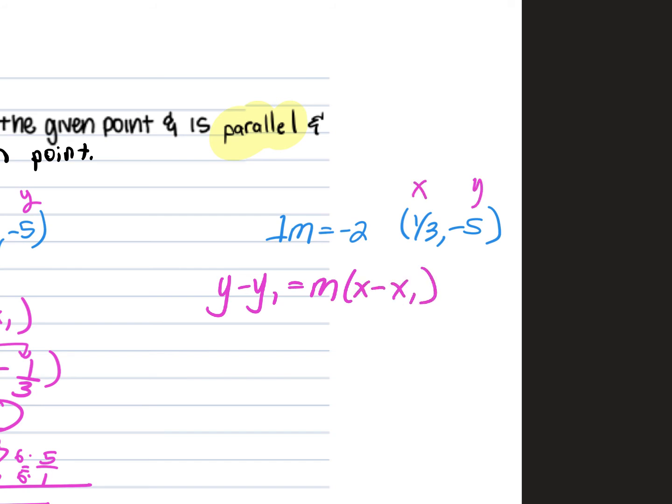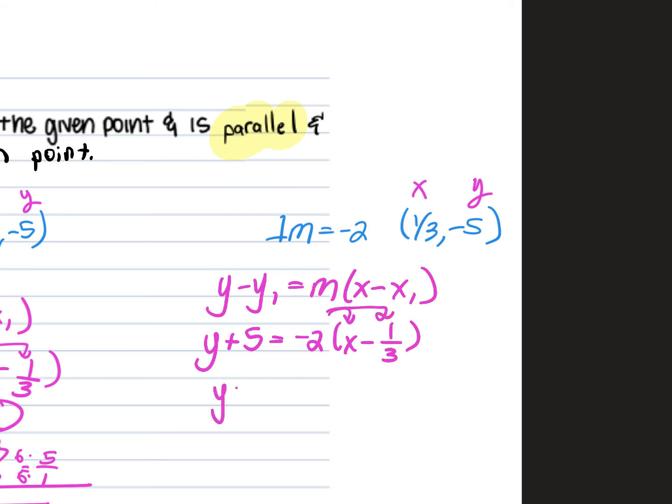So here's my x, here's my y. So y minus a negative 5 is same as plus, correct? The slope I'm using is negative 2. You can put over 1 if you want to. I'm just going to leave it as negative 2. And then I have x minus 1/3. All right, what do I do? First thing I do. I'm going to distribute that negative 2 first. Yep, we want to distribute.